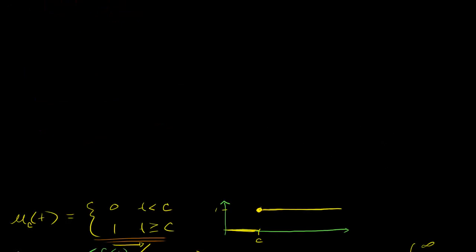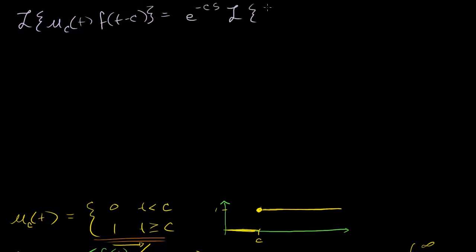So let me rewrite the result that we'd proved just now. We showed that the Laplace transform of the unit step function that goes to 1 at some value c, times some function that's shifted by c to the right, is equal to e to the minus cs times the Laplace transform of just the unshifted function. That was our result. That was the big takeaway from this video. And if this seems like some Byzantine, hard to understand result, we can apply it.